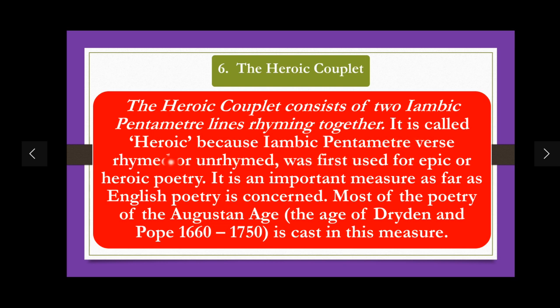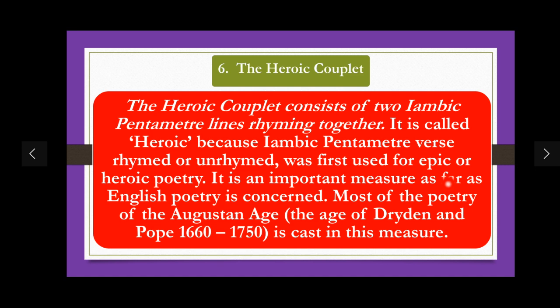It is called heroic couplet. Iambic pentameter, rhymed or unrhymed, was first used for epic or heroic poetry. It is an important measure as far as English poetry is concerned. Most of the poetry of the Augustan age, the age of Dryden and Pope, 1660 to 1750, is cast in this measure. So most of the poetry in the Augustan age is written in this structure, meaning in the heroic couplet.